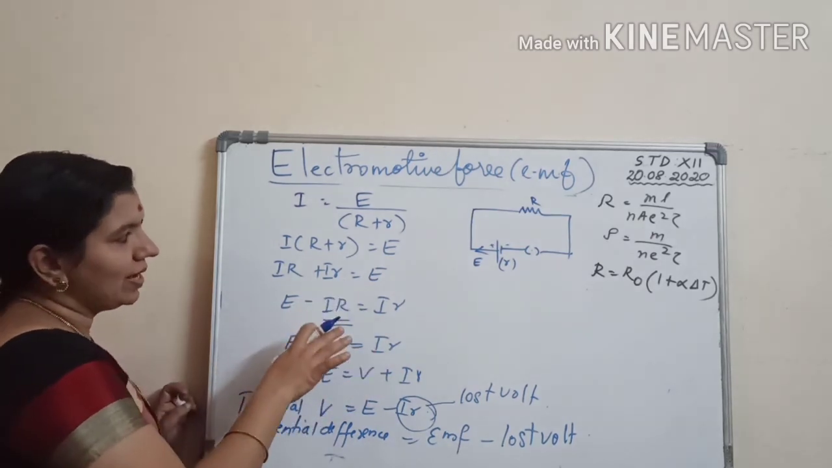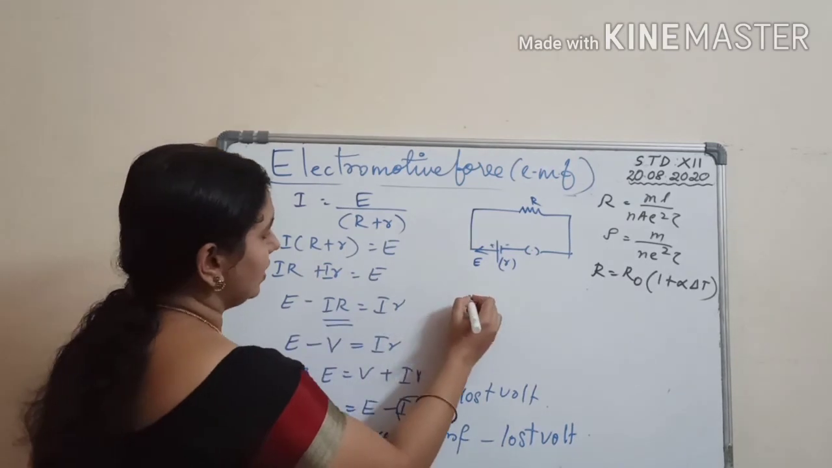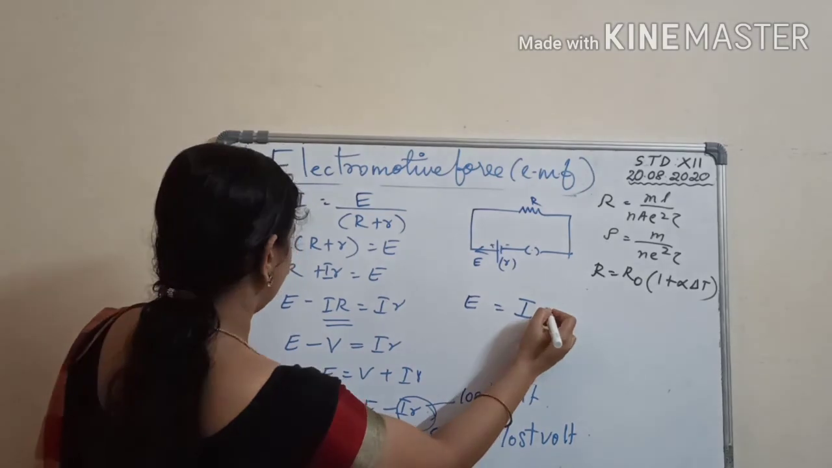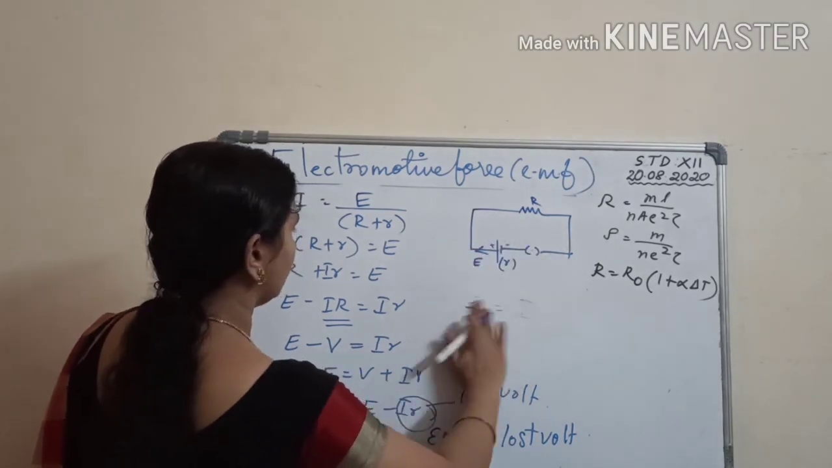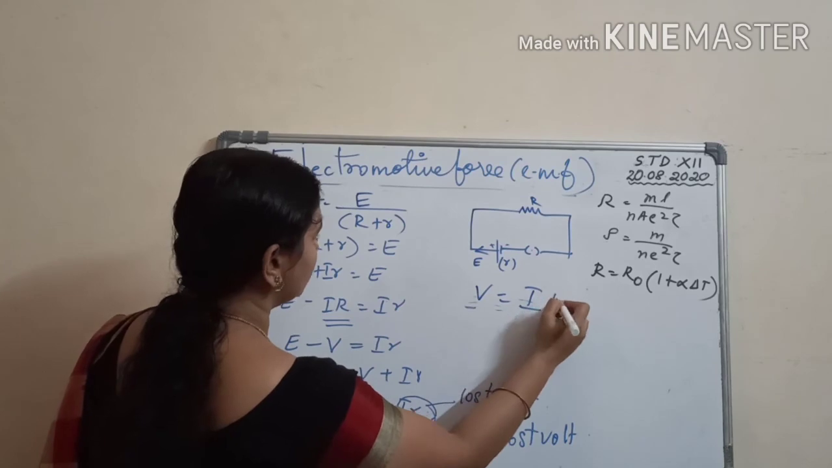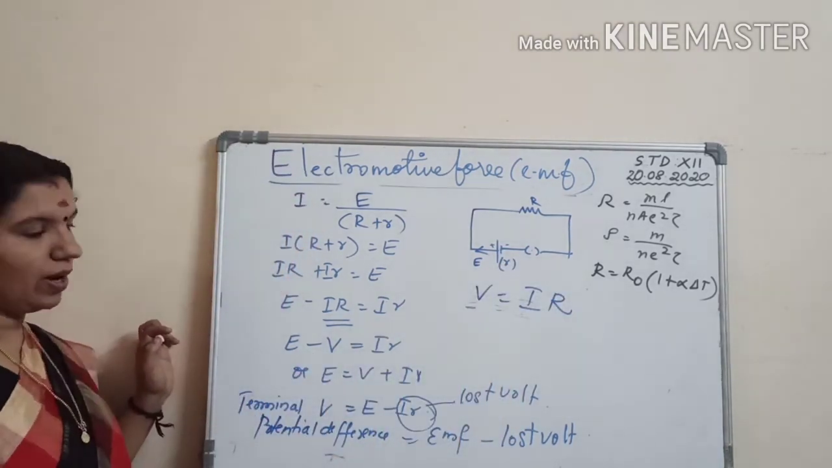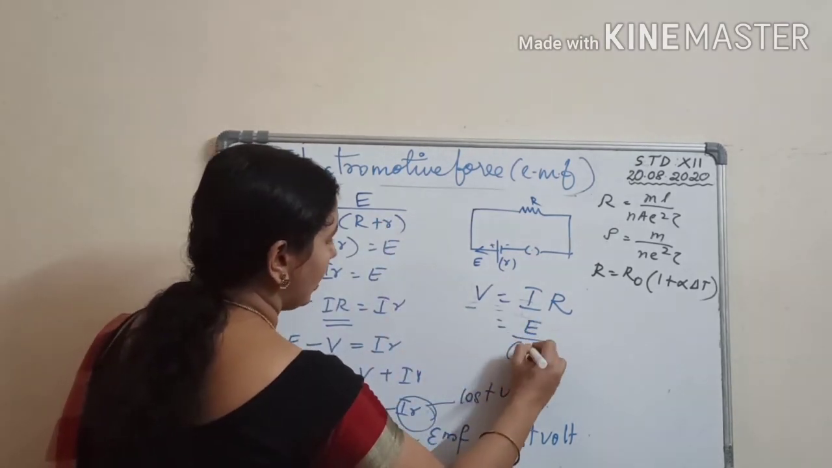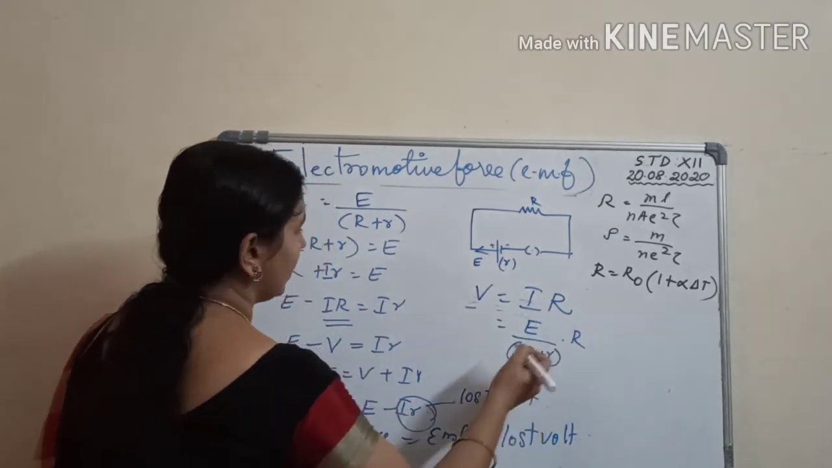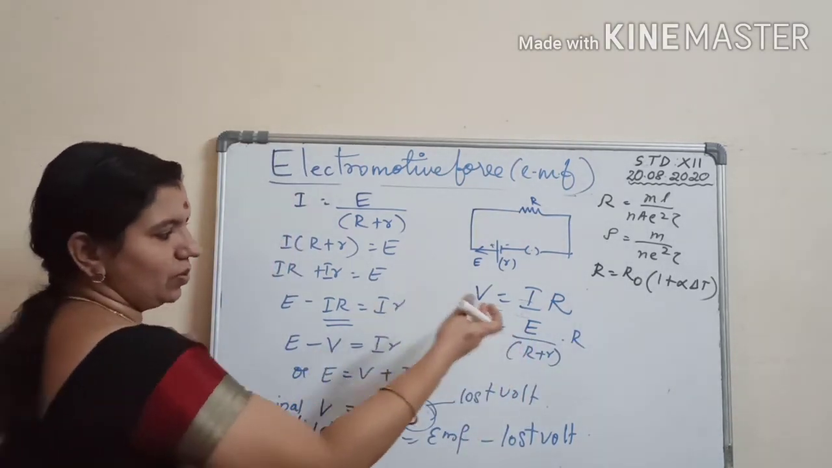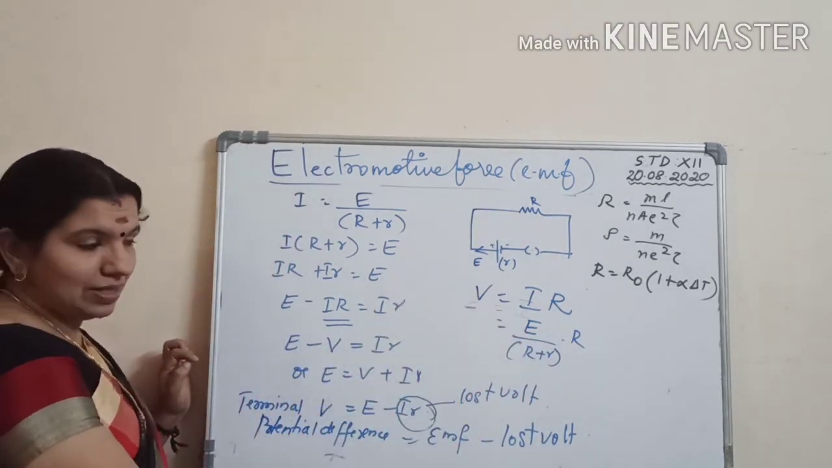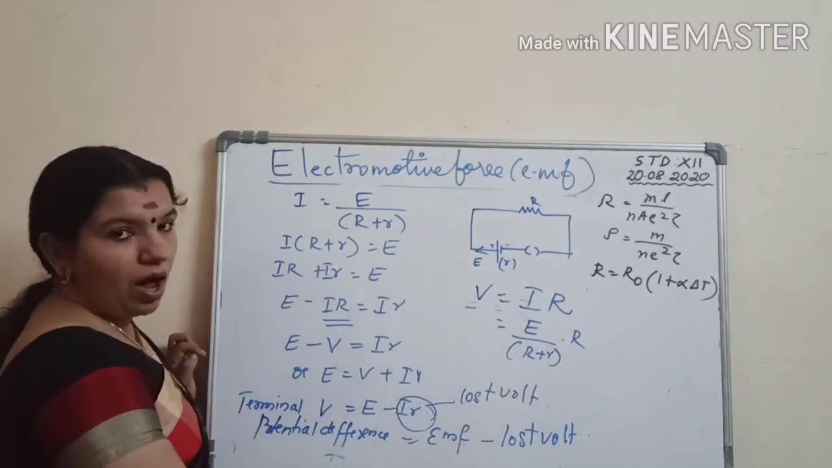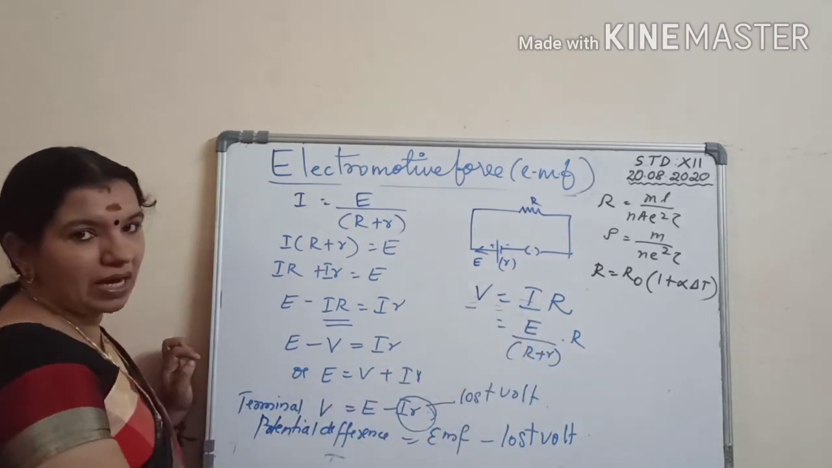Also I can rearrange the expression. V is equal to I into R, isn't it? So instead of I, I can write the expression E by R plus r, into R. So this equation you can use for numericals. Understand? So V equal to I into R, and instead of I, E by R plus r into R. E by R plus r is the maximum amount of current drawn.